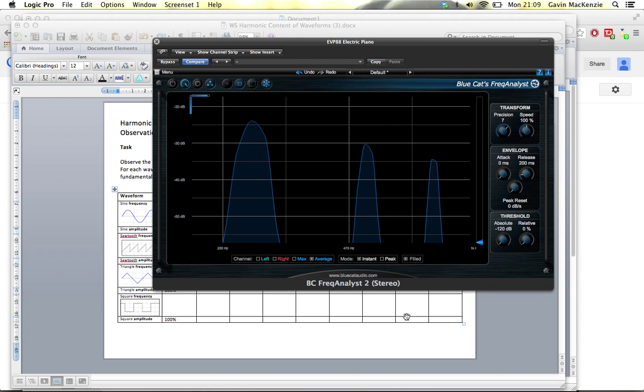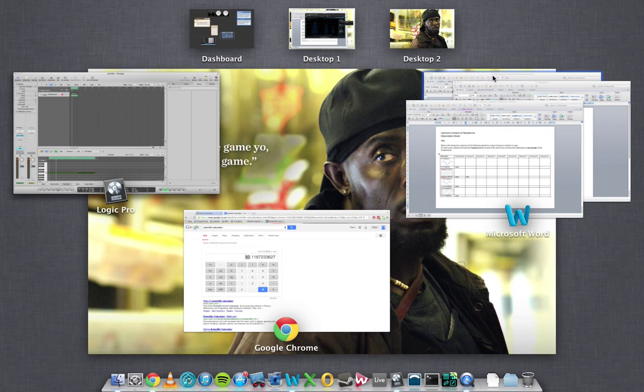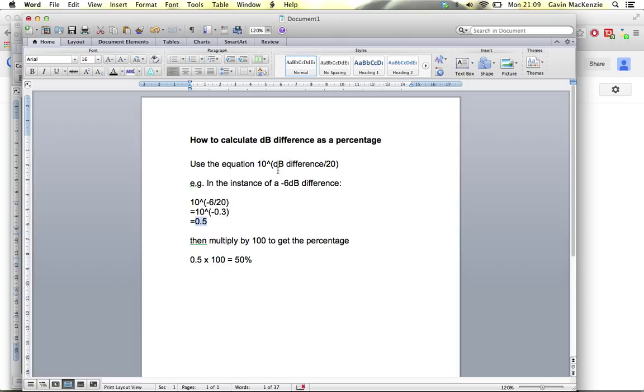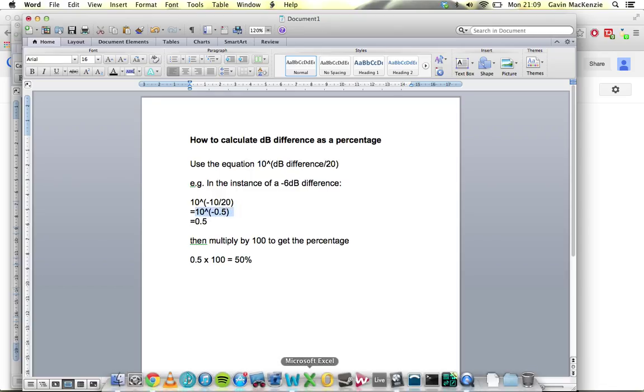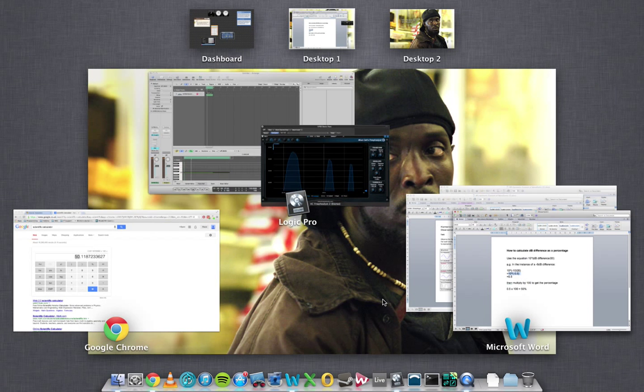So going back to our sheet, this time it will be minus 10 in this box here instead of minus 6. So let's change that up. Minus 10 divided by 20, well, that gives us minus 0.5. Doing that in my head. So then we have to go back to the scientific calculator and do the sum 10 to the power of minus 0.5. So let's do that.